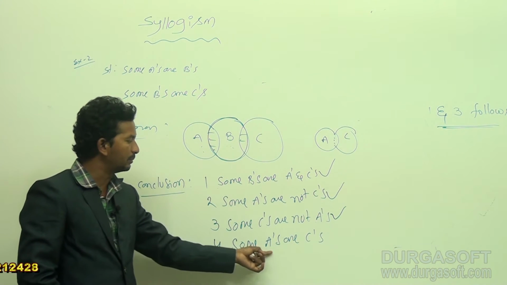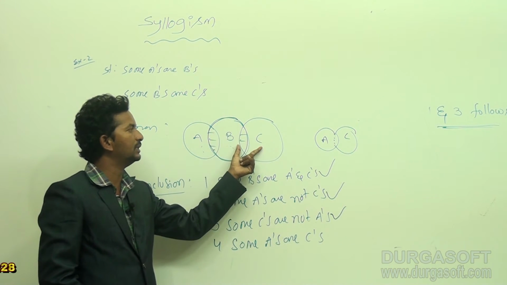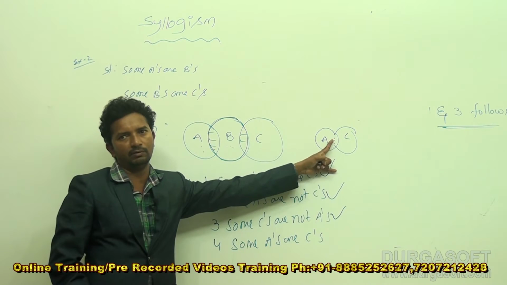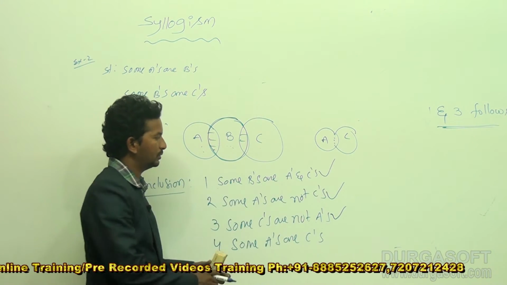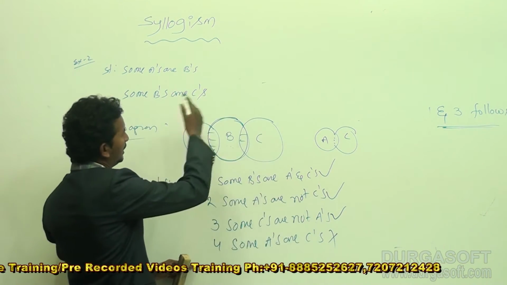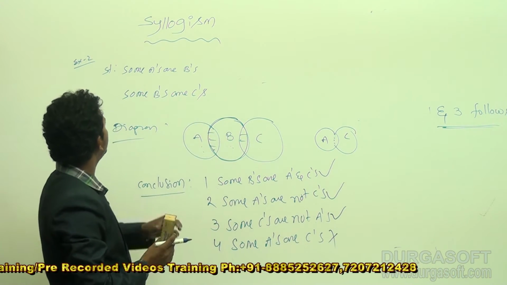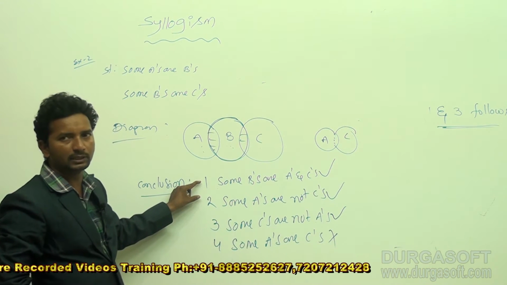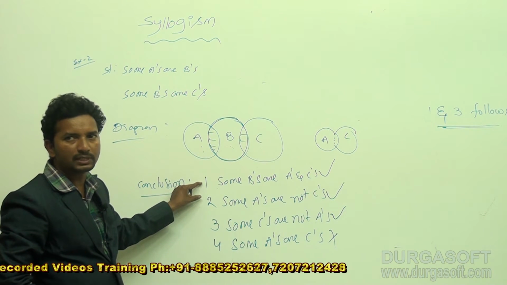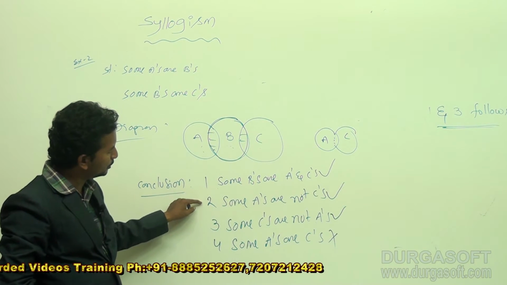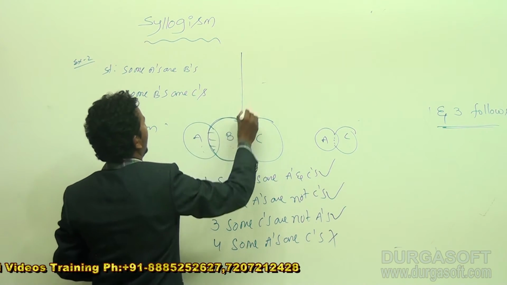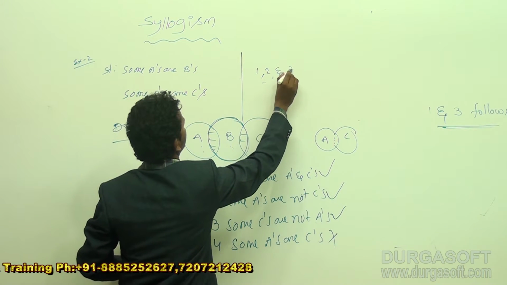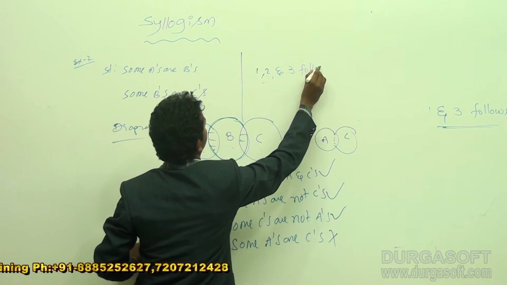Now coming to this one, some A's are C's. A is an individual diagram, C is an individual diagram. According to our A and C diagram, there is no some A's are C's. So this is false. Now in the first example 2, what true conclusions are there? Now 1, 2 and 3 follow.